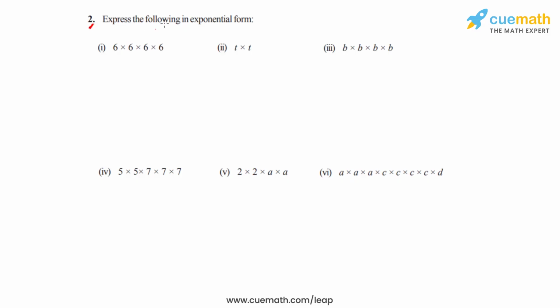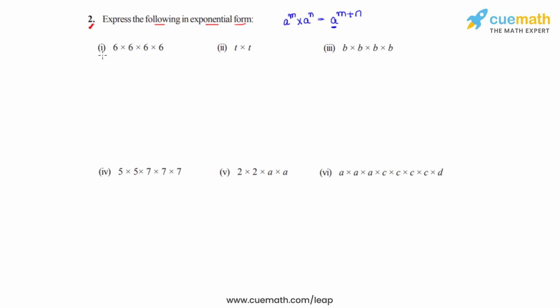Question number 2 says that express the following in exponential form. So before we get on to solving each of the given bits, we will understand a simple law, that is a raised to m times a raised to n equals a raised to m plus n. That is, when bases are same and are in multiplication, their powers get added. So we have written the same base which was common and we have added their respective powers.